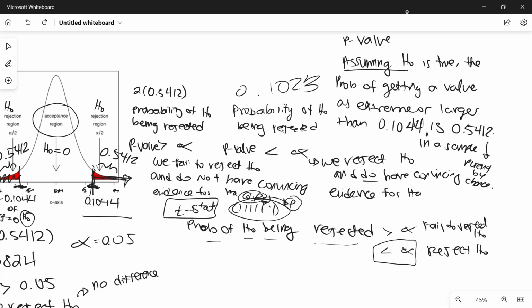Assuming that H0 is true. So, if H0 is true, the probability of getting a value as extreme or larger than our test statistic is that probability, is that rejection region. So what is this? This is our rejection region, is it not? Here is the probability of H0 rejection, because that's a rejection region.